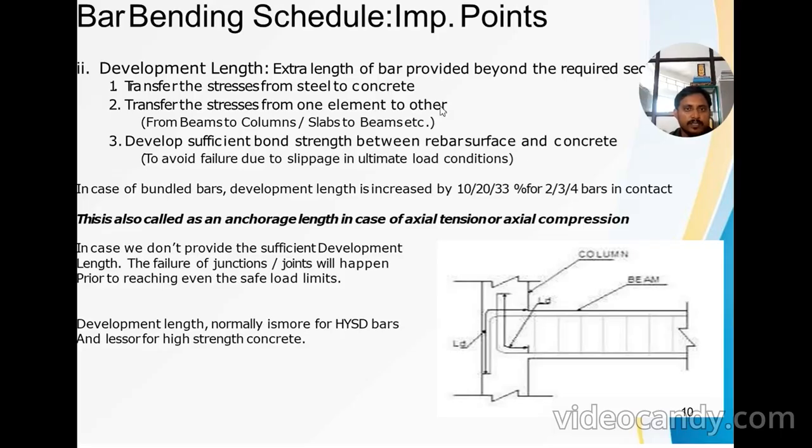Then next move on to the development length. The development length is the bar provided beyond the required sections. It will transfer the stress from steel to concrete. It will transfer stress from one element to another element. So this is also called an anchorage length. If you see in this diagram, there is a beam and a column. So Ld is nothing but D, or D is nothing but diameter. So whatever is mentioned in this place, that is called anchorage length.